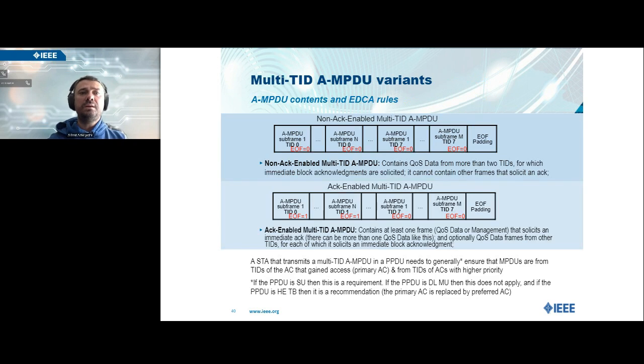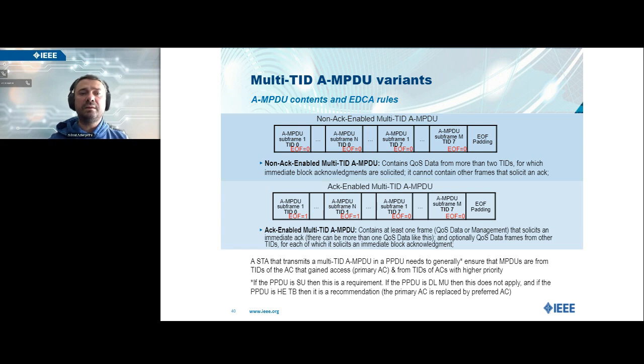So the multi-TID AMPDU variant, we have two variants. One is the non-ACK enabled multi-TID AMPDU. Essentially, all the MPDUs that are contained in this AMPDU solicit block acknowledgement. So there will be a block ACK for each of the TIDs, and up to 8, of course, depending on how many you have negotiated.